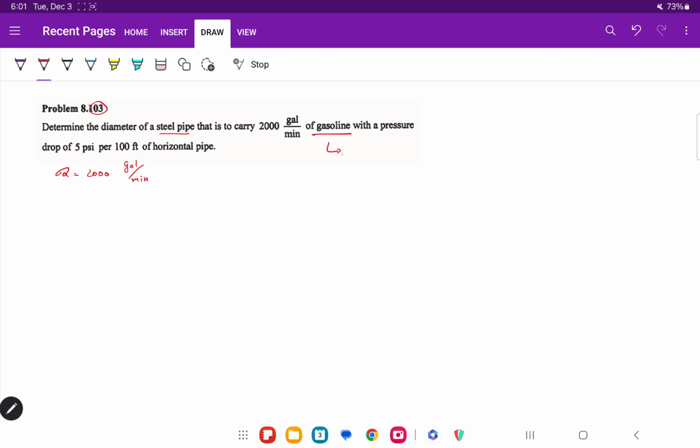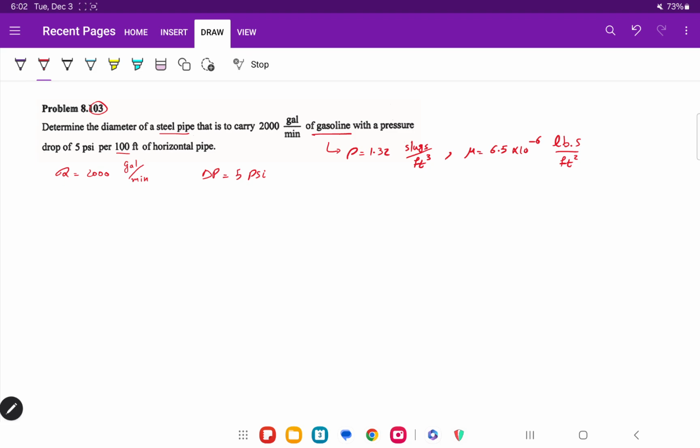So for gasoline, the density is 1.32 slugs per cubic feet, and the viscosity for gasoline is 6.5 times 10 to the minus 6 pounds second per feet square. With a pressure drop, so we have the pressure drop delta P of 5 psi per 100 feet of a horizontal pipe.